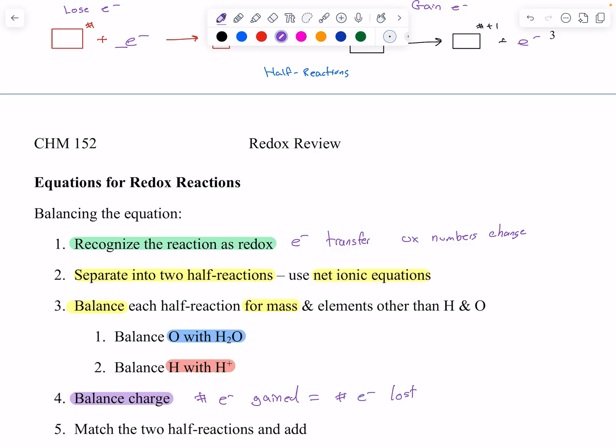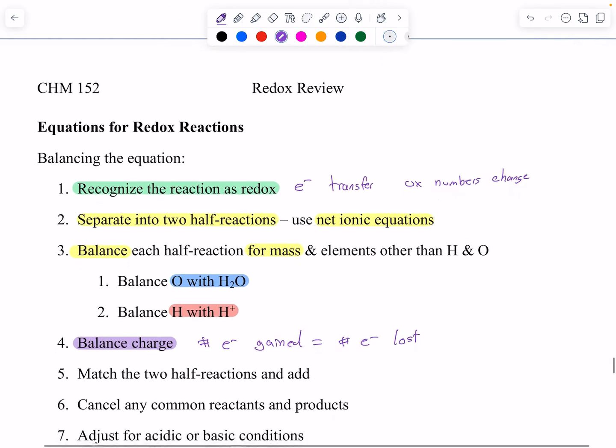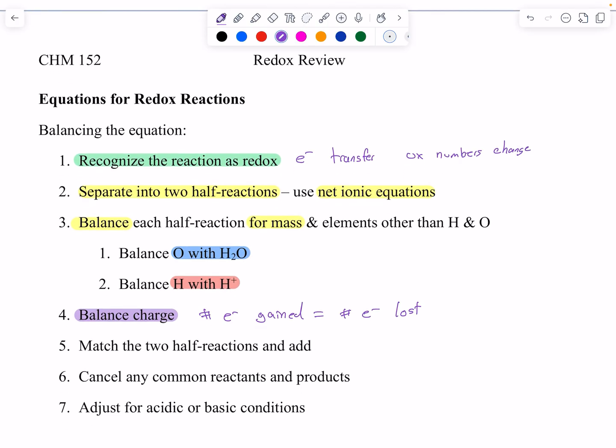We can't gain or lose more electrons. So I can't lose 5 electrons and something gains 6 electrons. It doesn't work that way. The number of electrons have to match. Then we match the two half reactions and add. Then we cancel anything. And then we adjust for acidic or basic conditions.